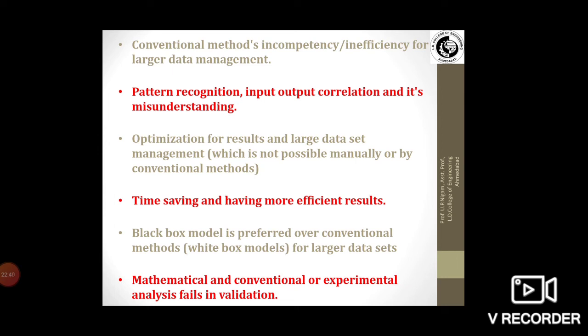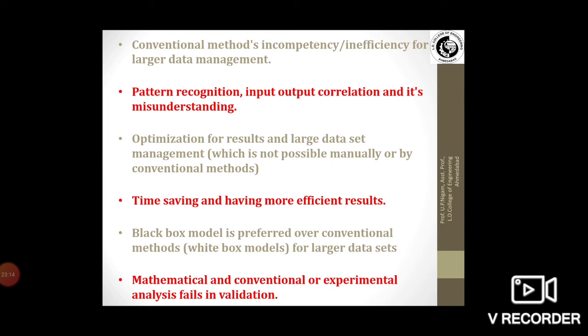That is conventional methods' incompetency or inefficiency for larger data management. If we have a number of years of rainfall and runoff data, it is not possible for us to analyze all that data and all the available information manually for the number of years. If we have a lot of traffic data or surveying data available with us, and we analyze that manually or mathematically, it will take a lot of time. So that's why in larger data management, soft computing is useful.